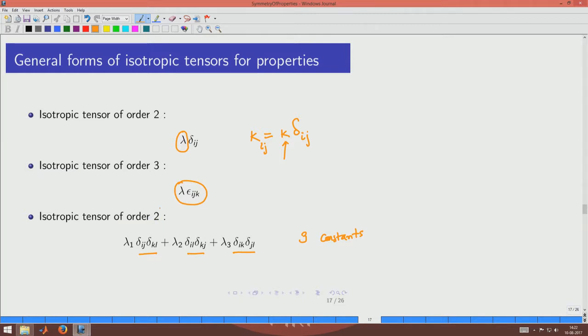So, there is a small mistake here, I correct it here, okay. Yeah. So, for an isotropic tensor of order 4, you have 3 different constants that are possible.